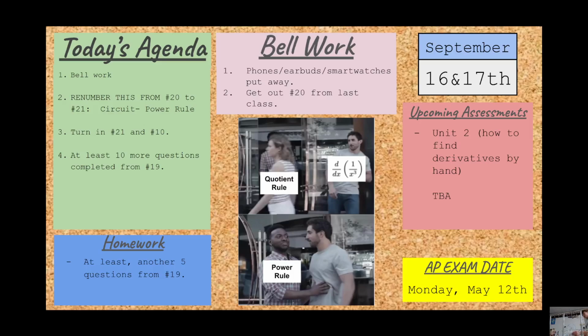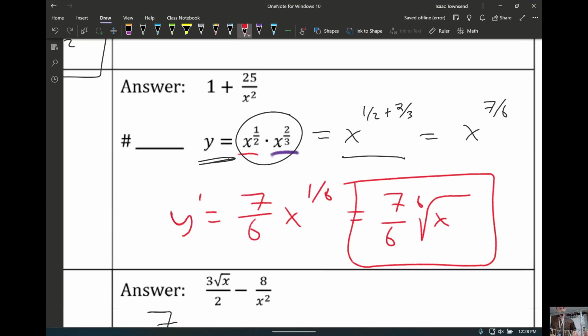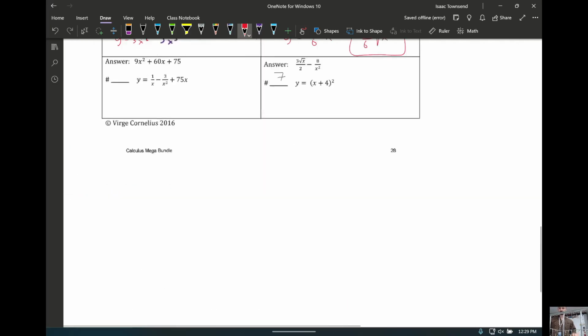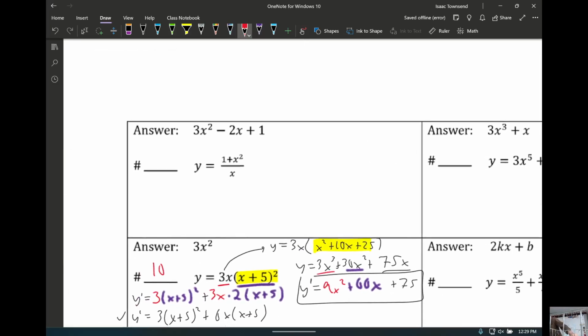You do this one. Sure. Wait, let me see what you got down. Okay. That. No, that. Sorry. Okay, that looks good. You just didn't simplify it yet. So I agree with everything you did to get to here.